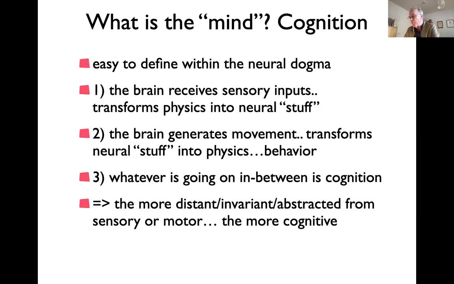And so you could say there are some links between the inputs and the outputs, or the generated behavior, that are very trivial, and people then hesitate to call that cognition. So these are things like what people call reflexes or fixed action patterns. And then the notion is the more complex this link is, the more invariant, distant, or abstracted from the sensory motor details the structure of that relationship is, the more cognitive is the system.